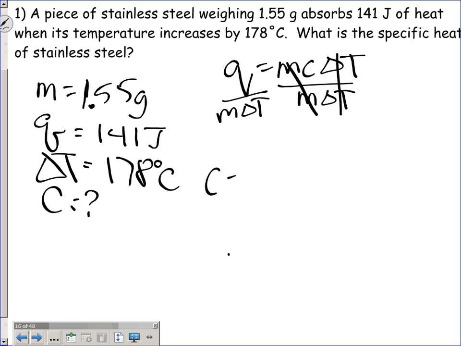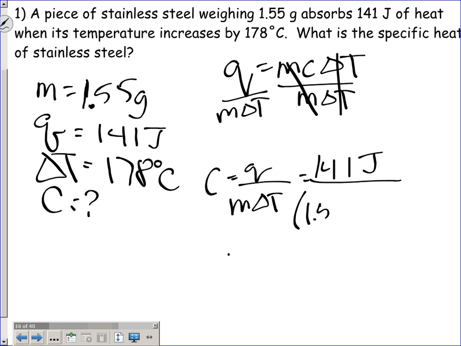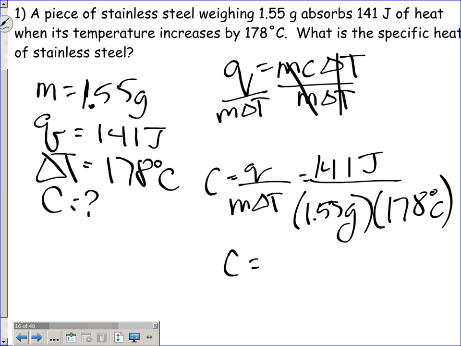So C is equal to Q over M delta T. I'm just rewriting this for my own purposes. But at this point, we're good to plug in, right? No values need to be changed, no units need to be changed, we're plugging in, that's it. So Q is 141 joules divided by 1.55 grams, which is our mass, and our 178 Celsius, which is fine for temperature unit for thermochemistry. We get C is equal to, whenever you're ready.